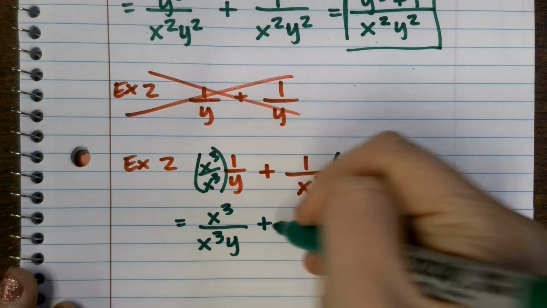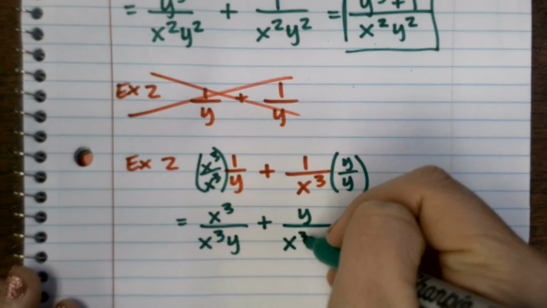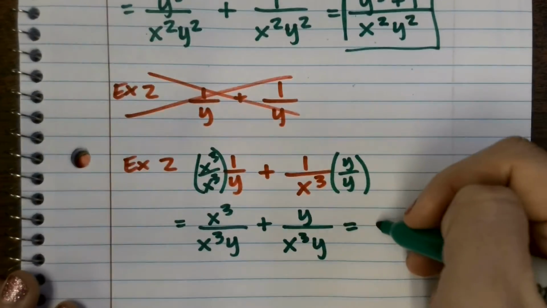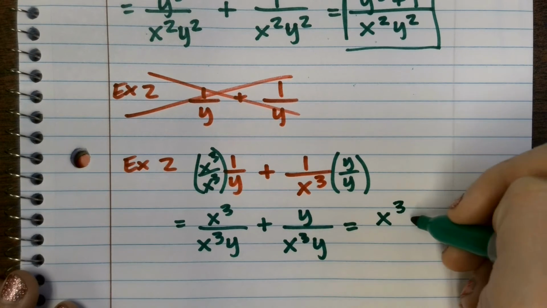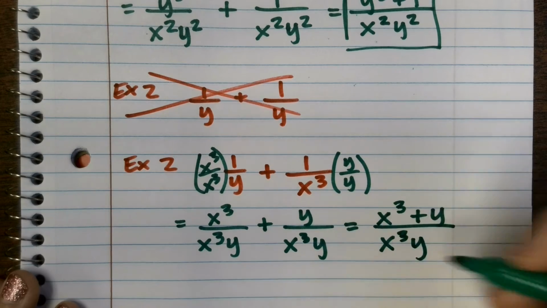So we've got this x cubed over x cubed y, and then a y over x cubed y. We have a common denominator, so now we can add them together. We've got an x cubed plus y over x cubed y.